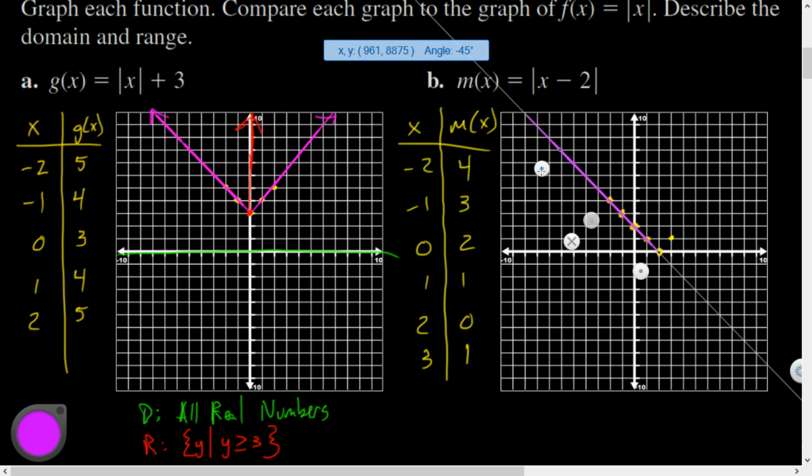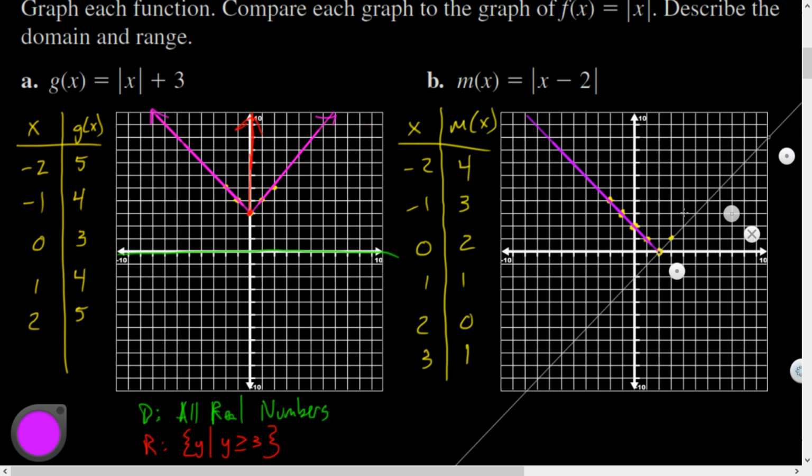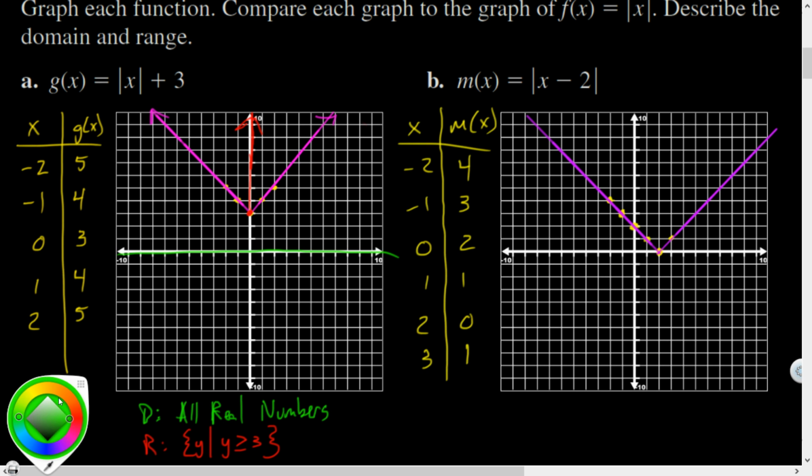All right, so it looks like my absolute value graph is going to be something of the sort like so. And so I made a table of values. It looks like this was a horizontal shift right in the positive direction by 2, which is kind of what we were predicting earlier. So yeah, a horizontal transformation.